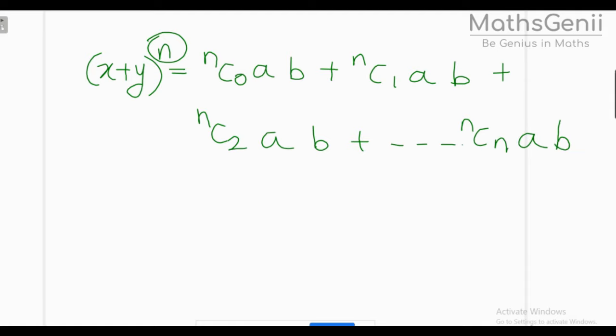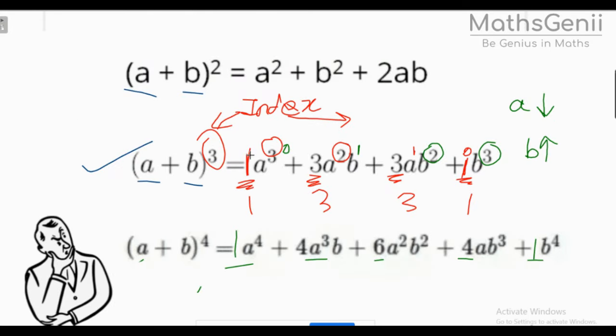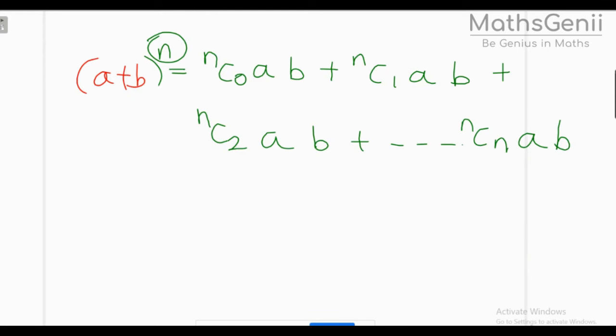Now I have to give powers to a and b, or x and y. Since I've already written a and b, let's convert this into a and b. It does not matter, you can write x and y, you can write a and b. So let's give the powers now. For a, you remember the power was decreasing: 3, 2, 1, 0. So for a the power was decreasing.